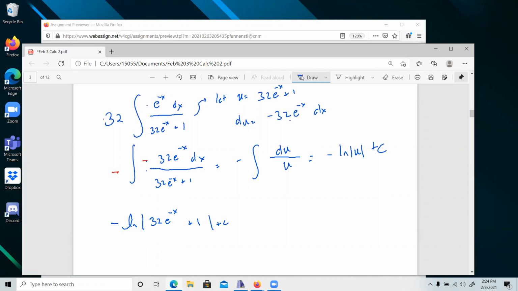Right. Now, you might be tempted to put the negative in here, and that's actually not so bad. Actually, I don't need the absolute values because this is always positive, and then we're adding 1 to it. So this is always positive. But don't put the negative here and here, and swap that. It's over the whole thing. So it's a little bit different. So here we go. We have negative ln of 32 e to the negative x plus 1, plus c.